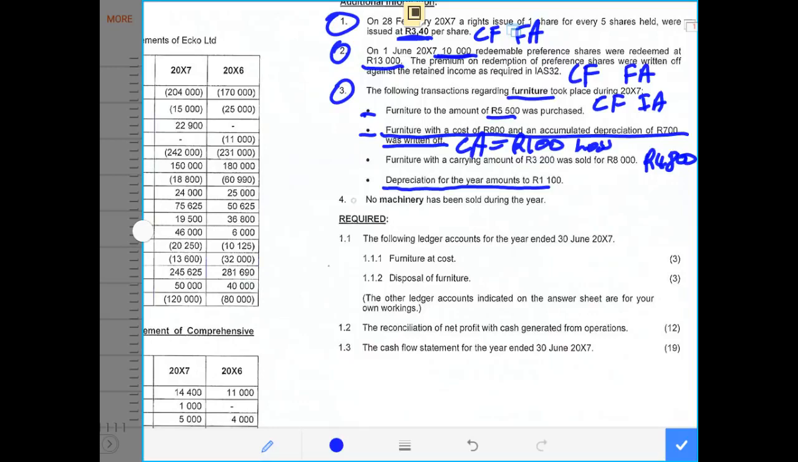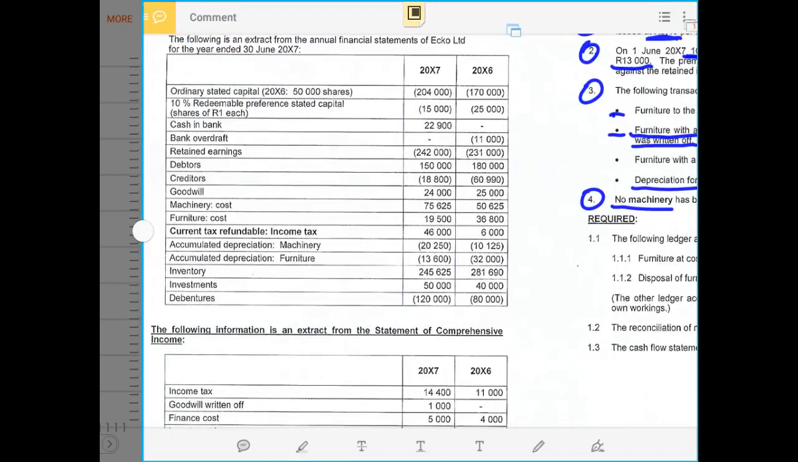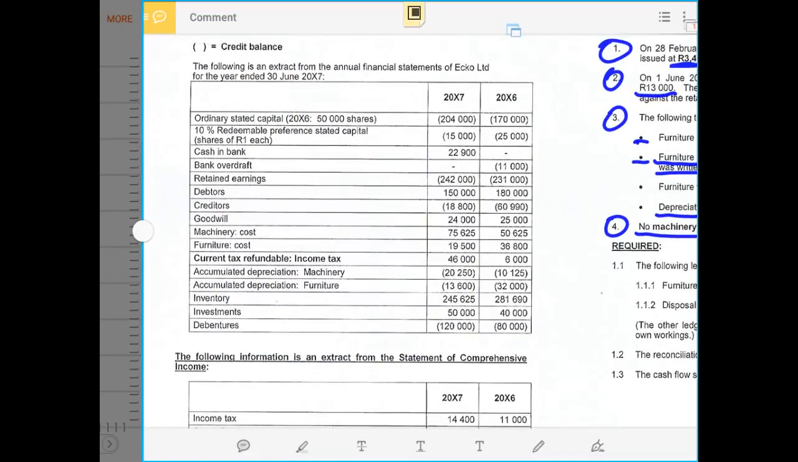After, they say under additional information number 4 that no machinery has been sold during the year. Take note of that. They say no machinery was sold during the year, but it does not mean that no machinery was acquired during the year. Let us just have an overview of that machinery note from the statement of financial position, normally called the balance sheet.